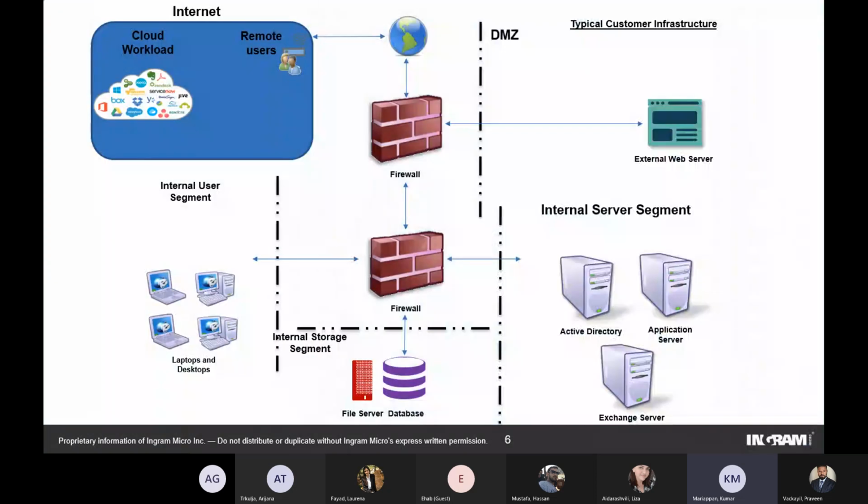This is a typical diagram for a customer's network architecture. They will definitely have an internal server segment. They will have a storage segment, which will again be firewalled, and it will be the secured zone. They will have a laptop and desktop or internal user segment. And you will typically have remote users, cloud workloads, and of course an external segment or a DMZ to communicate with the external world. So today we are going to talk about how to protect the entire segment. In the end, we will have a design to protect this complete infrastructure.